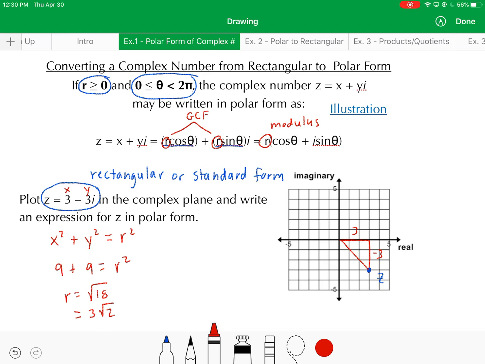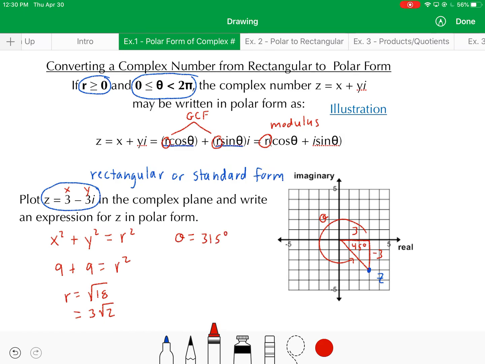Okay. Now, to get theta, a couple ways you can do it here. The goal would be for you to not have to use a calculator if possible. So if you look at your right triangle, notice your side lengths are the same. They're both magnitude 3, right? So that tells me I'm working with a 45-degree angle here as the reference angle. That's not my actual angle, though. I want to express it in the positive direction, okay? So I'm going to say that theta is equal to 315 degrees here, okay?